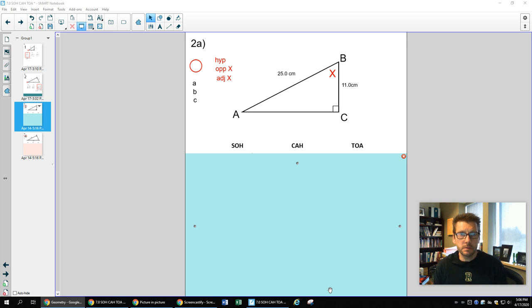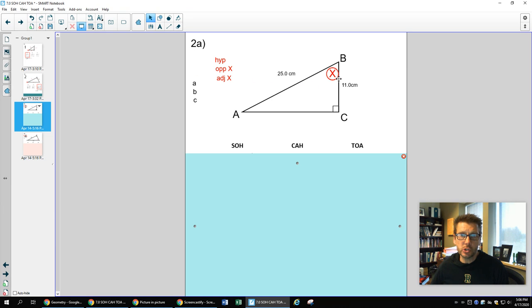All right, we are going to do example number 2 now, which is still talking about using our acronym SOH CAH TOA: sine, opposite over hypotenuse; cos, adjacent over hypotenuse; tangent, opposite over adjacent, instead of writing out the whole ratio every time. We're going to start off the exact same way as we've done our other questions.